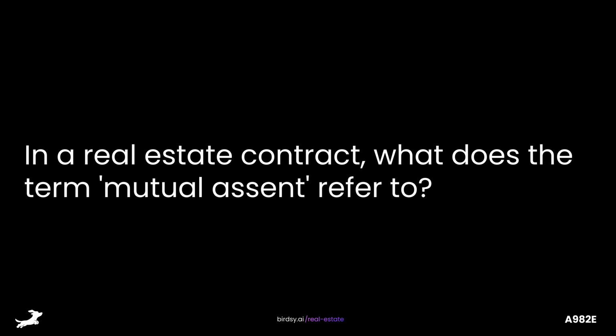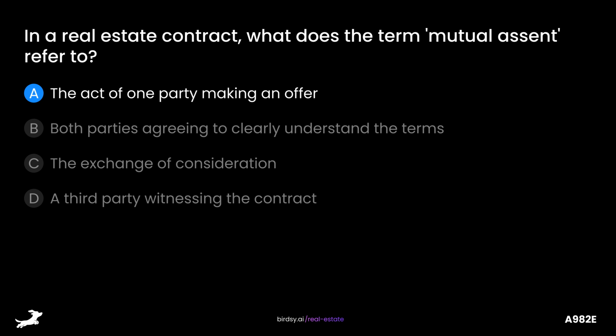In a real estate contract, what does the term mutual assent refer to? Is it A, the act of one party making an offer, B, both parties agreeing to clearly understand the terms, C, the exchange of consideration, or D, a third party witnessing the contract? The answer is B, both parties agreeing to clearly understand the terms.